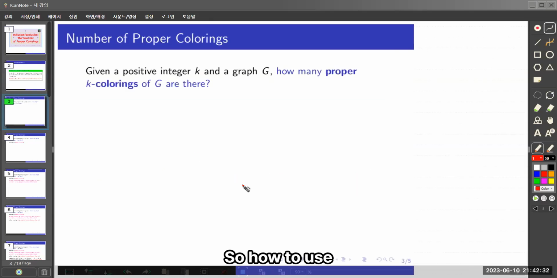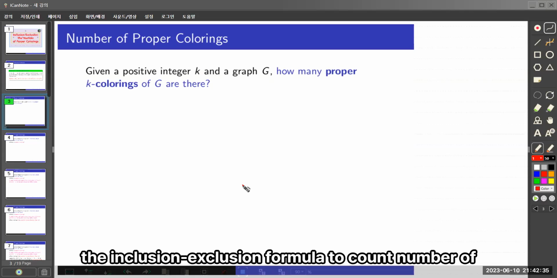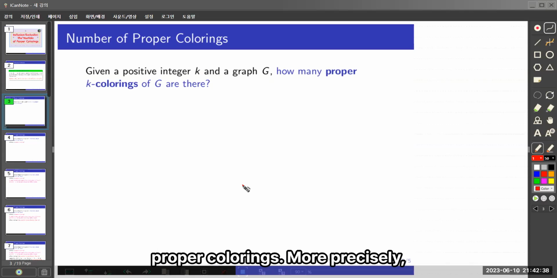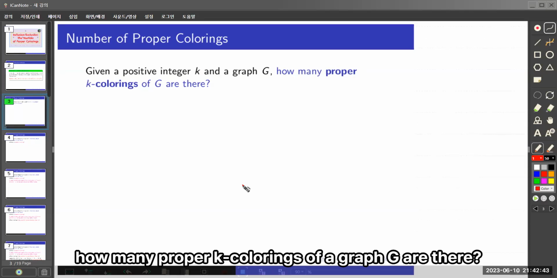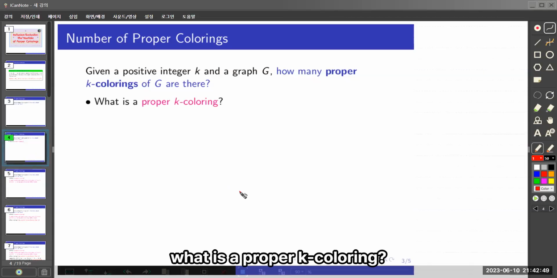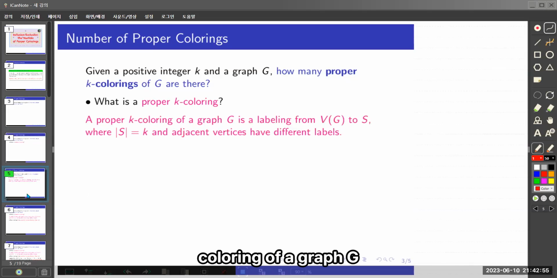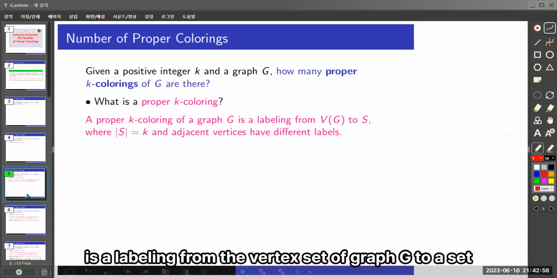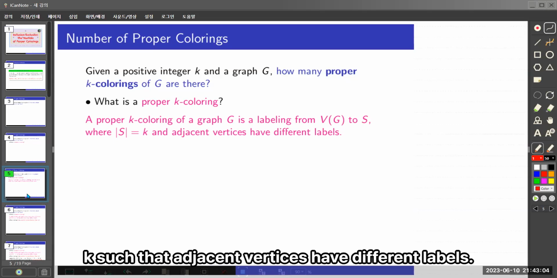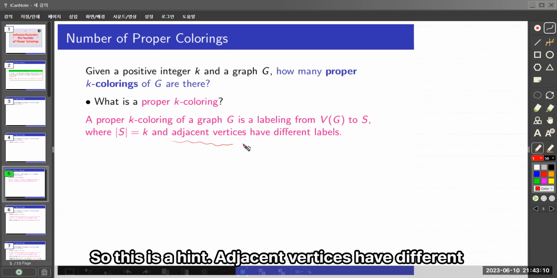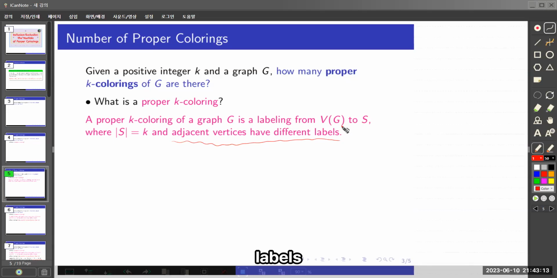So how do we use the inclusion-exclusion formula to count the number of proper colorings? More precisely, given a positive integer k and a graph G, how many proper k-colorings of graph G are there? First, what is a proper k-coloring? A proper k-coloring of a graph G is a labeling from the vertex set of graph G to a set S with size k, such that adjacent vertices have different labels. So this is a hint. Adjacent vertices have different labels.